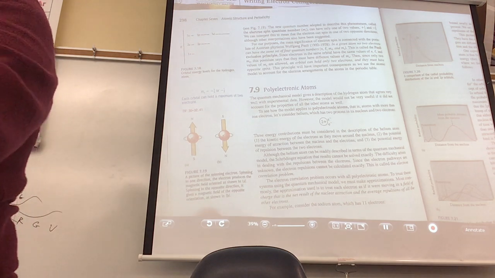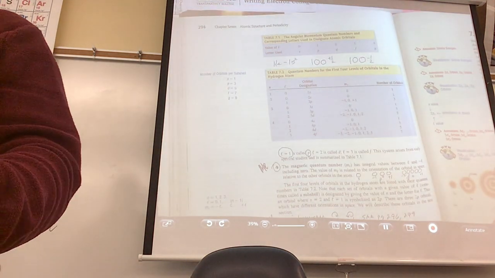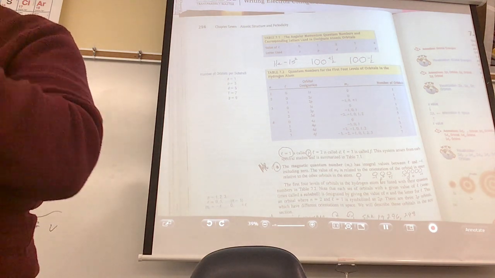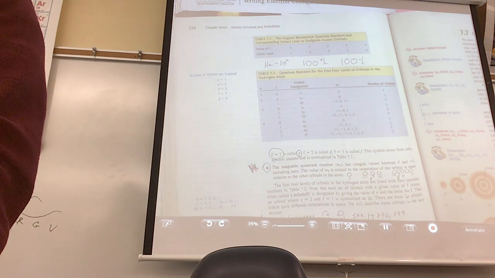So I'm going to show you how they do this, and I don't want to kill you or anything like that, so let's make it as nice as we can. They have these four quantum numbers. Every electron has four quantum numbers.